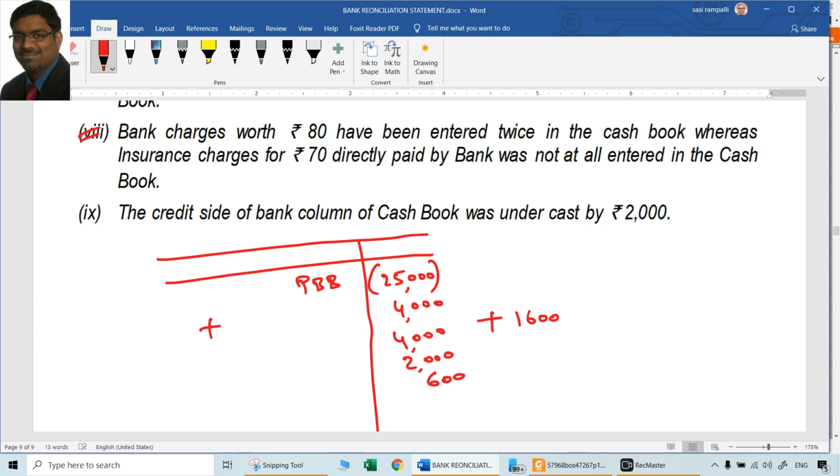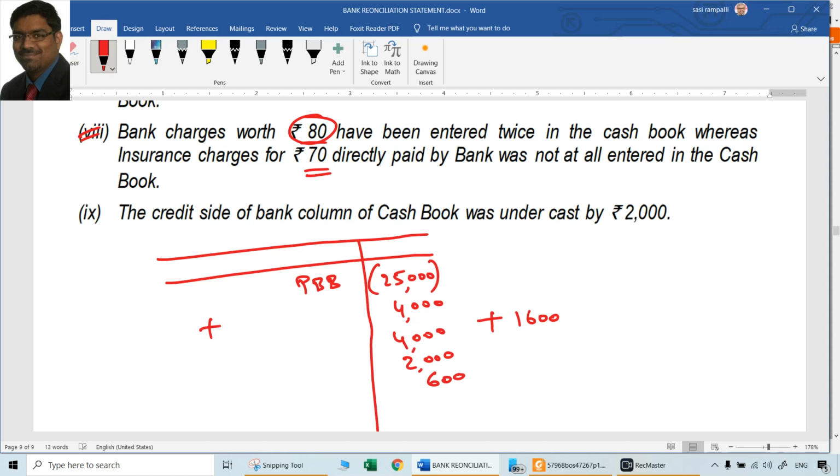Then 8th point, bank charges worth 80 have been entered twice in the cash book, whereas insurance charges 70 rupees directly paid by the bank was not at all entered in cash book. These two are different things. Let us not get into that in one shot. Separately we have to look at them. Bank charges 80 rupees was there, bank also recorded that, cash book also recorded that, but it's a mistake of cash book. So what happened in the cash book, these bank charges were recorded twice.